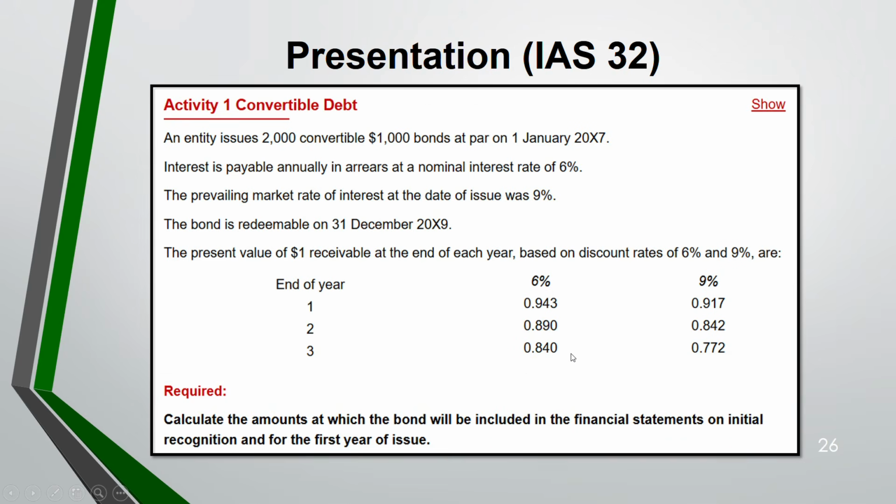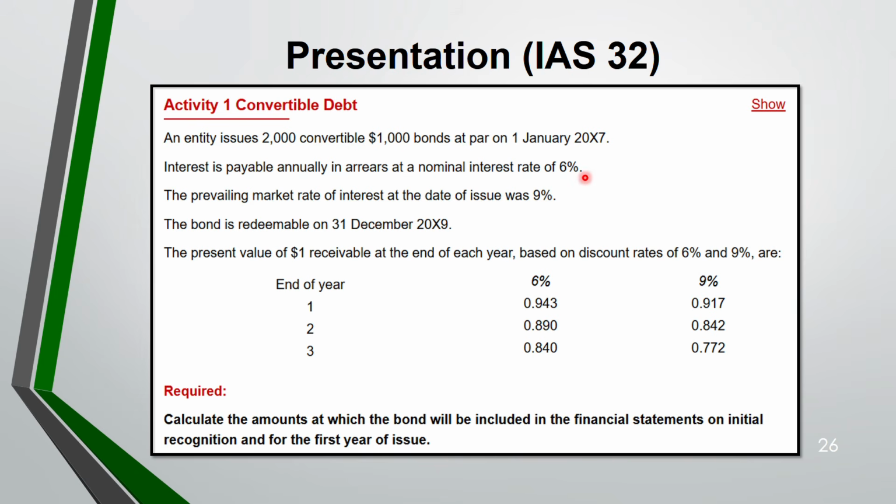Now, activity 1. Again, an example of convertible debt. This is about 2000 convertible $1,000 bonds. They are issuing 2000 convertible $1,000 bonds. So in short, they are saying it's a 2 million bond. Multiply 2000 with 1000. Total number of bonds is 2000. Value of each bond is 1000. So 2000 into 1000, 2 million bonds.